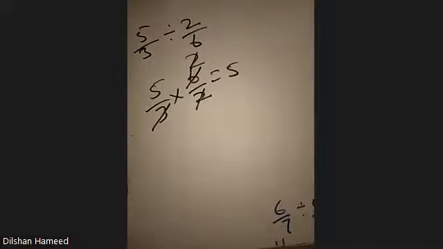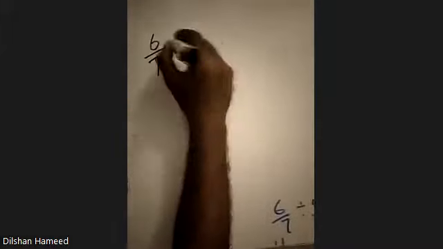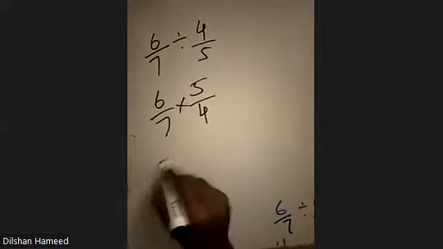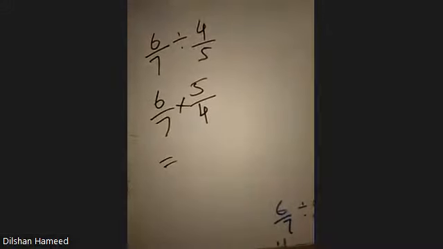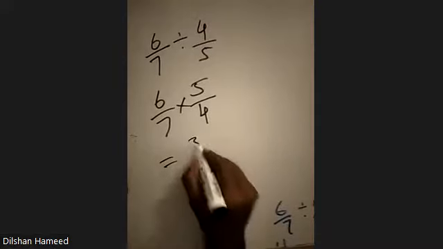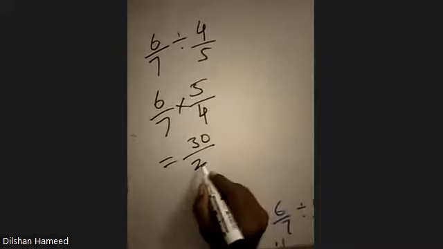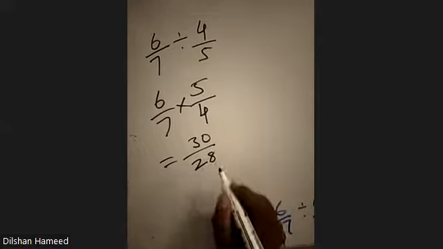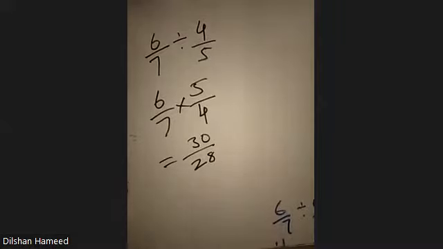So now let's go to the third question. Third question is what? If I'm going too fast, just let me know. Divide by 4 upon 5. So that is 6 upon 7 into 5 upon 4. So 6 5s are 30, 7 4s are 28, right? So 30 upon 28.